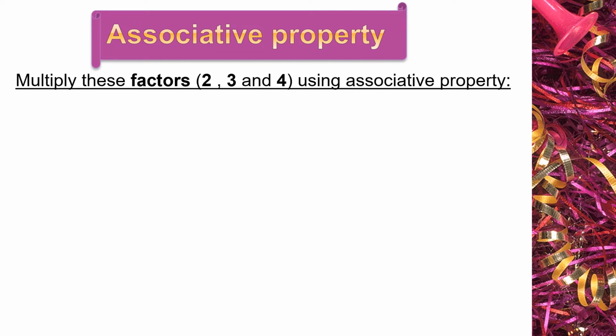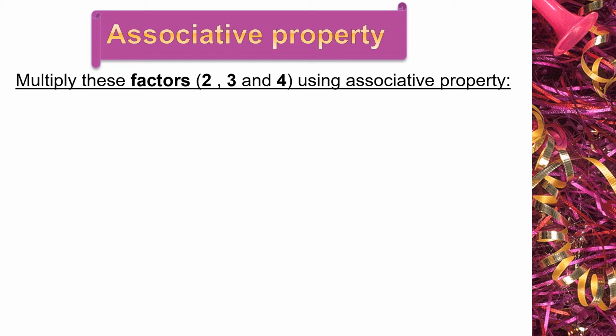Now we will start associative property. Associative property. To understand it, I will take an example. Let's multiply these factors, 2, 3, and 4, using associative property. I call them factors. Factors means I will multiply them together. I will say 2 times 3 times 4 because any numbers multiplied together are called factors.